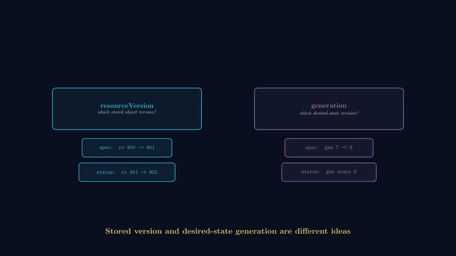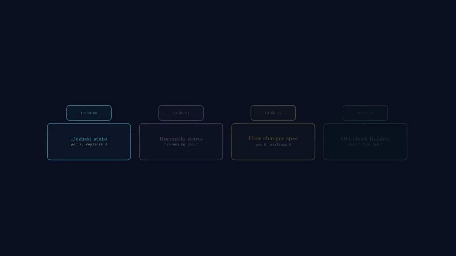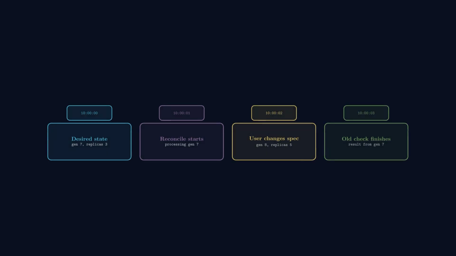Now return to our timing problem and put the events in order. Checkout app starts at generation 7 with 3 desired replicas. The controller begins processing generation 7. Before that check finishes, the user changes the desired count to 5, so generation becomes 8. A moment later, the older reconciliation finishes. We need status to tell us that this result belongs to generation 7.